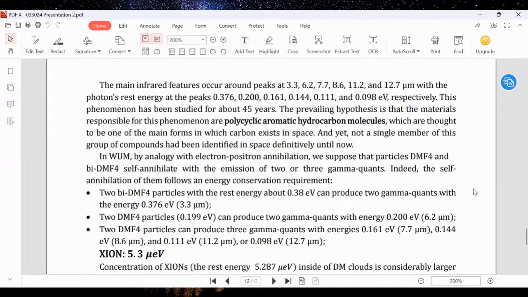2 DMF4 particles can produce 3 gamma quanta with energies equivalent to 7.7 micrometers, 8.6 micrometers, 11.2 micrometers, and 12.7 micrometers.